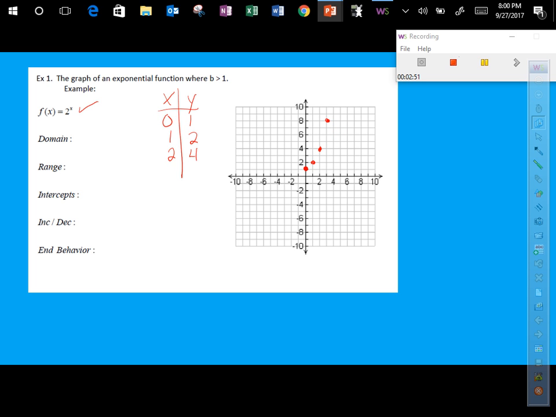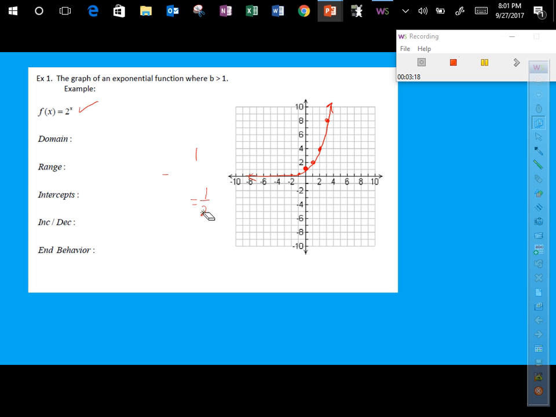Now let me go back the other way. Let me let x be negative 1. So I have 2 to the negative 1. Remember our rules of negative exponents? That's equivalent to 1 over 2 to the first, so 1/2. If I let x be negative 2, I'm going to have 1/4. So guys, our exponential growth function will look something like this.